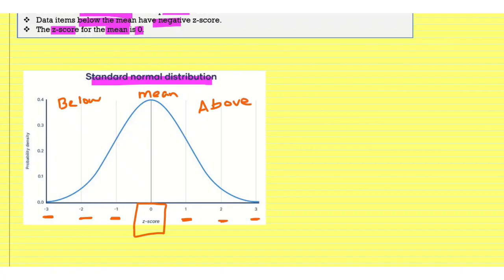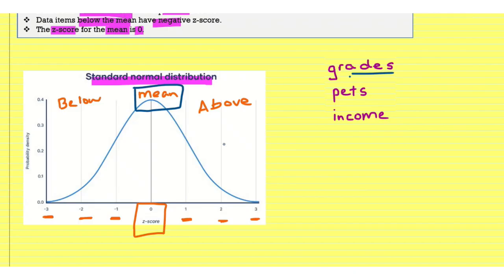Okay, so what kinds of things can be represented by these kinds of graphs? Grades are a good example because you'll have an average grade on a test, and some of your students will make above that average and some will make below that average. Same thing for the number of pets that people own. There's an average number of pets, and some people have a lot more and are above average, and then you'll have people who are below average or even have 0 pets in their home.